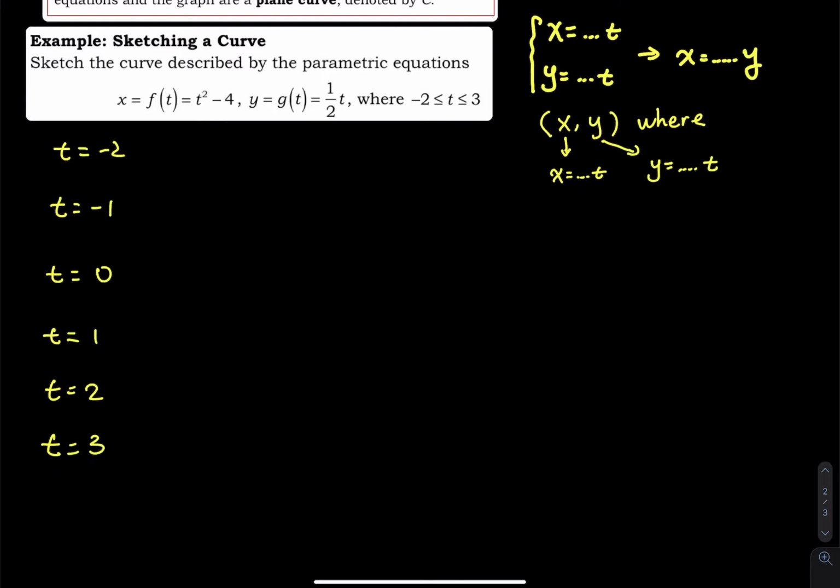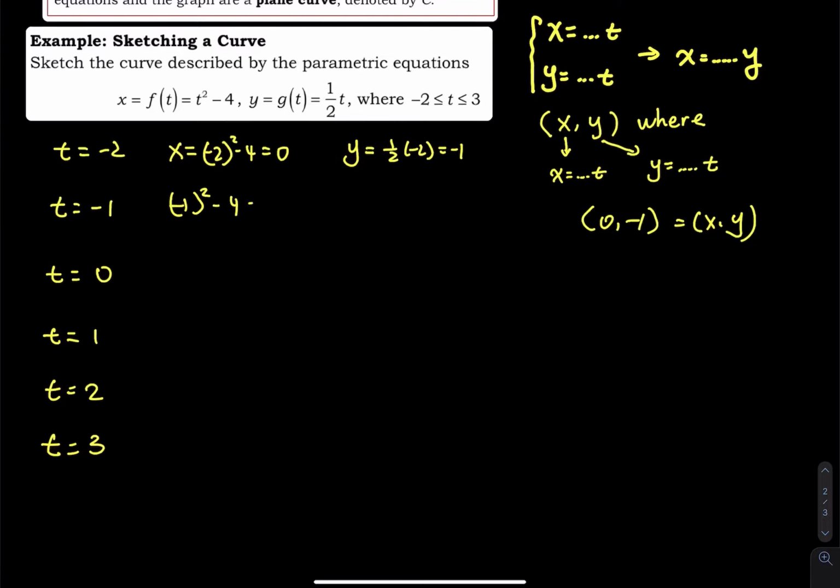So we need to plug the t into the functions. What is x equal to? x is equal to -2 squared minus 4. So x equals 0, and y is equal to 1/2 times -2, that equals -1. So we have a point. Let's put a point right here, 0, -1. So this x, y is a location. And then for this one, we have -1 squared minus 4. So that is -3.